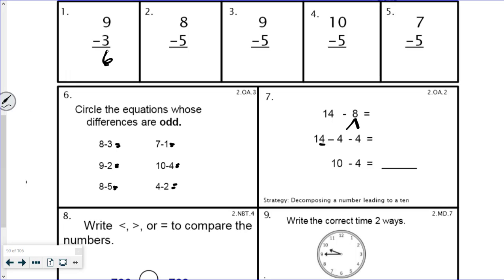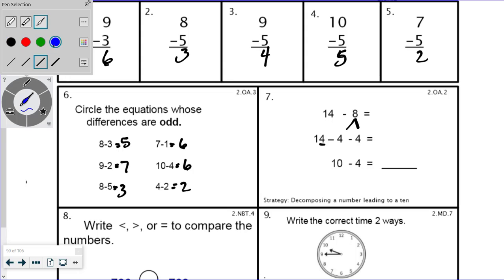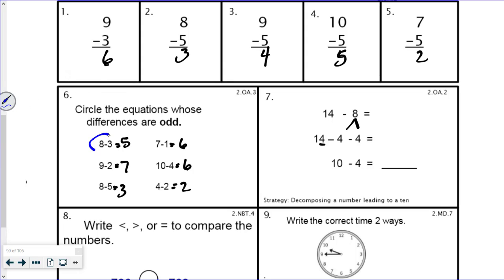9 minus 3 is 6. 8 minus 5 is 3. 9 minus 5 is 4. 10 minus 5 is, almost wrote 6, there we go, 5. 7 minus 5 is 2. Alright, I told you to solve these. Right? First you have to find their differences if you're going to figure out which ones are odd. Okay, now I'm going to circle the ones that are odd. So remember 1, 3, 5, 7, 9 are odd numbers, and those are all even. Okay, I explained how we got to here, and so now the answer is 6.